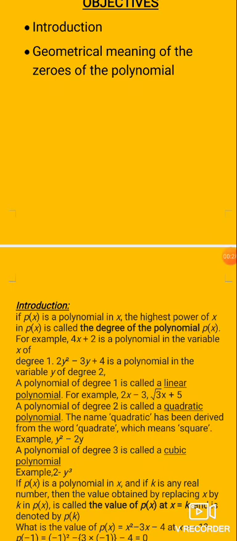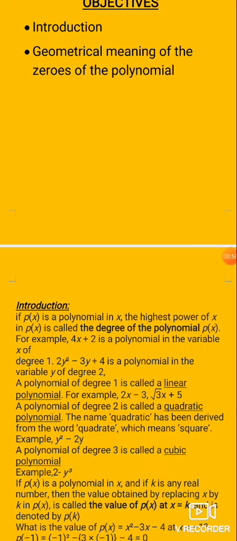The 9th class also the same one. Second chapter is which one? Polynomials. So we have studied the chapter polynomials, so some points from that chapter. That is, if p of x is a polynomial in x, the variable x, the highest power of x in p of x is called the degree of the polynomial p of x. That we know, the definition of degree of the polynomial: highest power of the variable is called the degree of the polynomial.